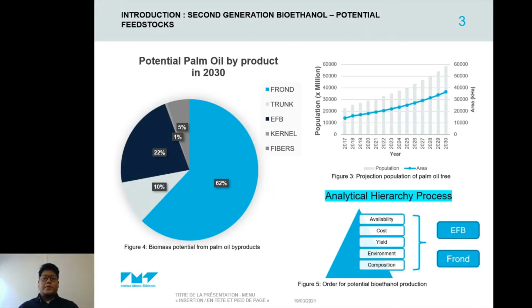In Indonesia, we make a projection for the population of palm oil trees, presented in figure 3, in order to get the result of how much biomass is produced, presented in figure 4. Using analytical hierarchy process, the most important points are the availability, cost, and yield, resulting in empty fruit bunch and fronds as suitable candidates for the production of bioethanol.